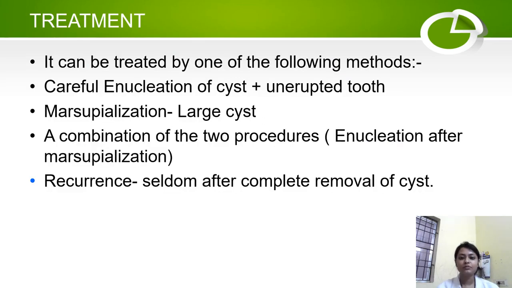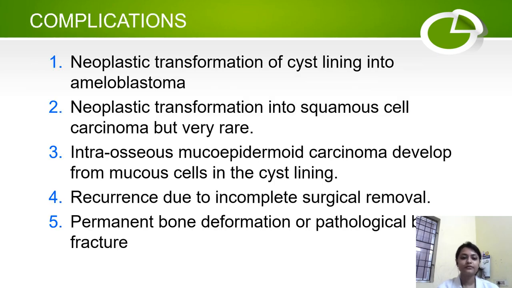Now coming to the treatment. It can be treated by one of the following methods. Careful enucleation of the cyst plus the unerupted tooth. If it is not possible to save the tooth, we have to enucleate with the tooth. Marsupialization. If it is a large cyst, we can undergo marsupialization. A combination of both the procedures also we can do. And sometimes it can recur. If there is incomplete removal, sometimes it can recur.